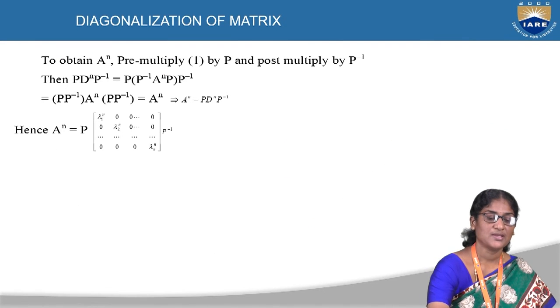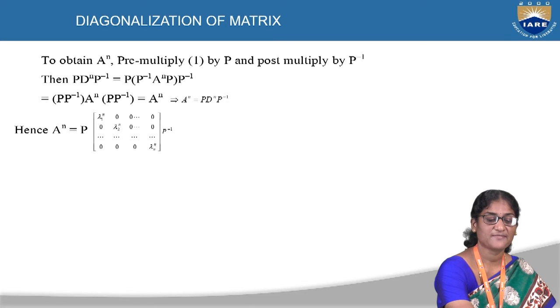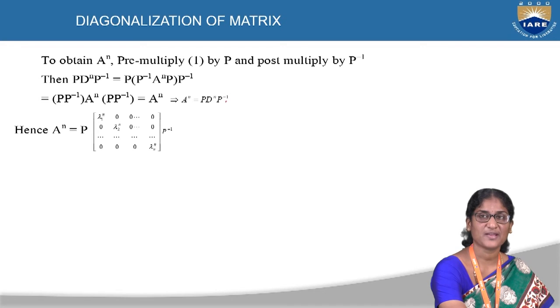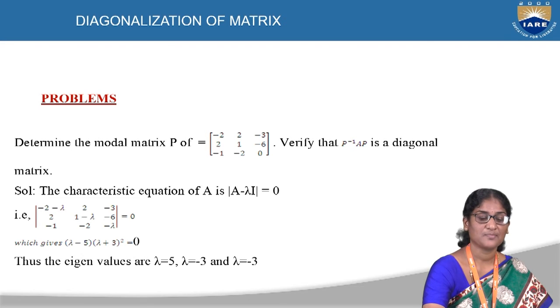Okay, so here to obtain A to the power of N, pre-multiply by P and post-multiply by P inverse. So, P into D to the power of N into P inverse is equal to P into P inverse into A to the power of N into P inverse. So, therefore, A to the power of N can be written as P into D to the power of N into P inverse. So, this is how we can find out the powers of the matrix using diagonalization.